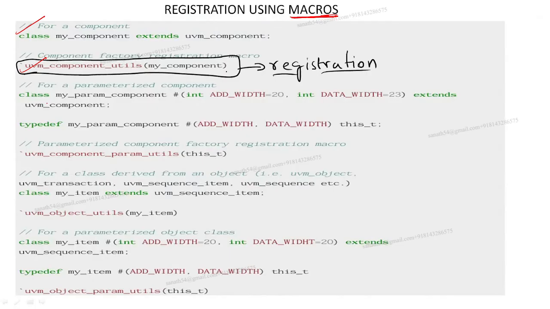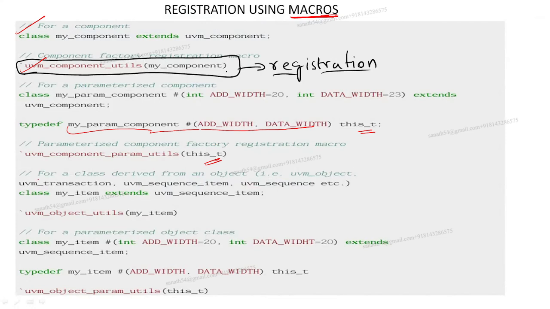Parameterized components you need to define like this: class my_param_component #(int addr_width = 20, int data_width = 23) extends uvm_component. After that, typedef my_param_component #(addr_width, data_width) this_t, and then `uvm_component_param_utils(this_t). This total typedef is initialized to this_t, so here I can use this_t.